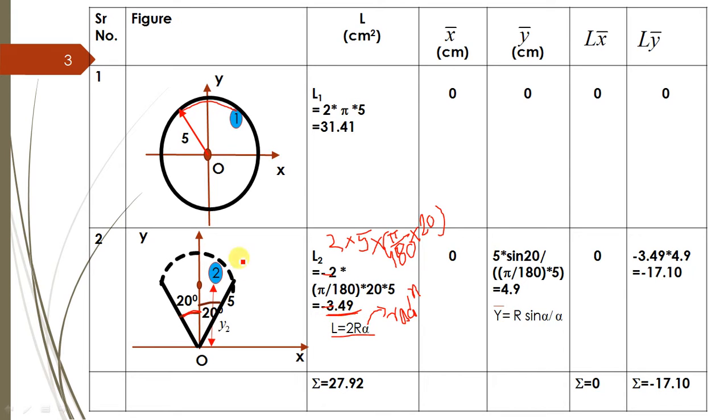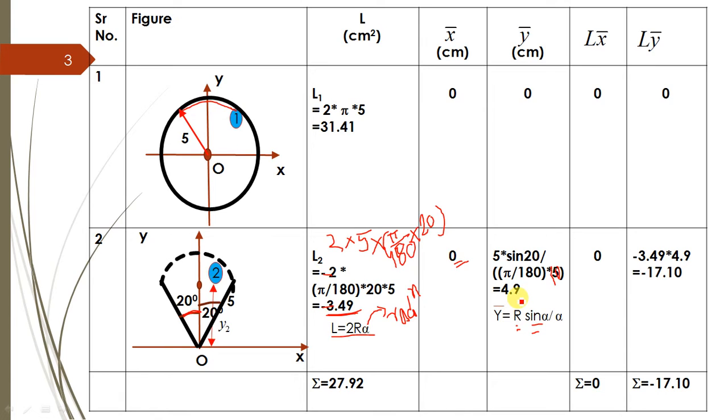This is the L2. Now if you observe, this figure is symmetrical about y-axis, therefore x bar is 0. Now we have to find out the y bar. The formula to find out the y bar is r sin alpha upon alpha. Here r is 5, sine of 20 upon alpha. Again convert it into radian, that is pi by 180 into 20 degree. After solving this, you will get the answer.